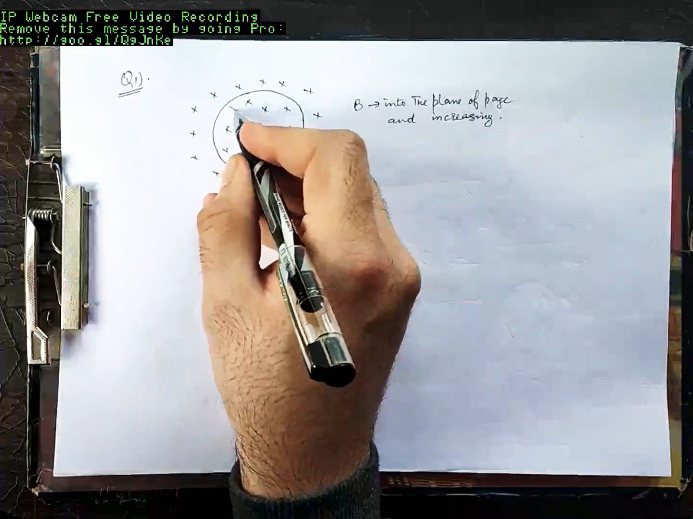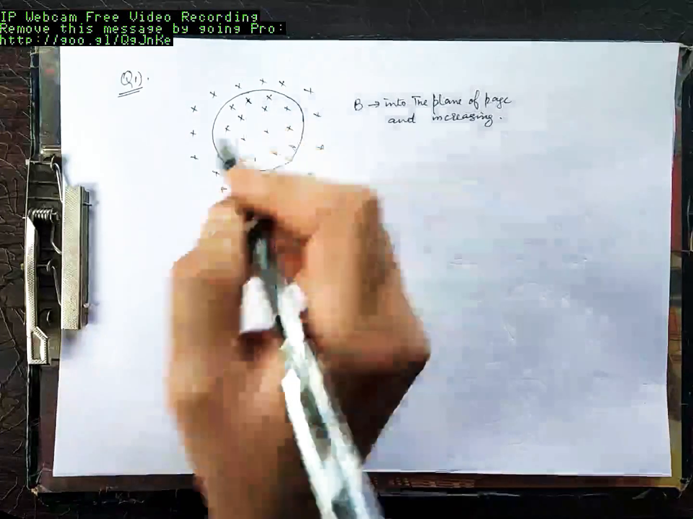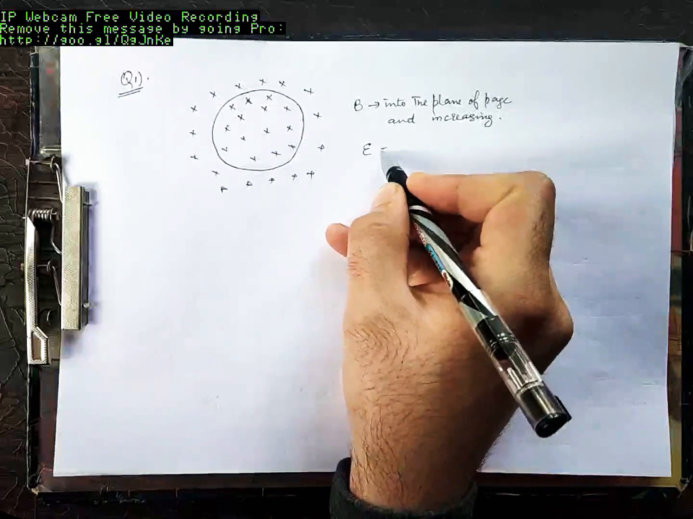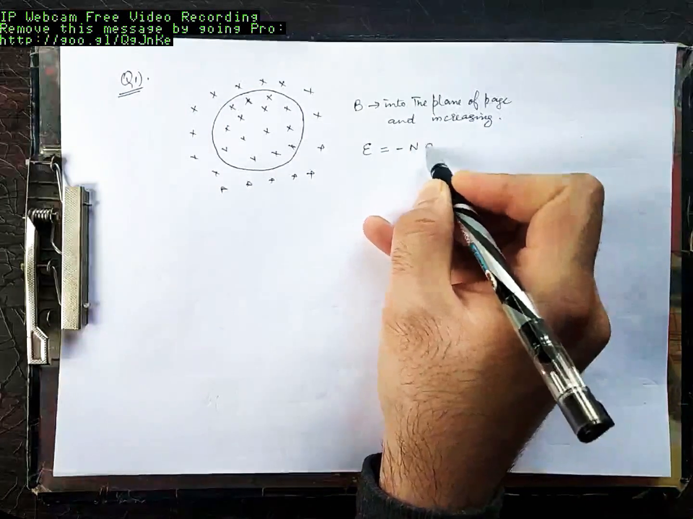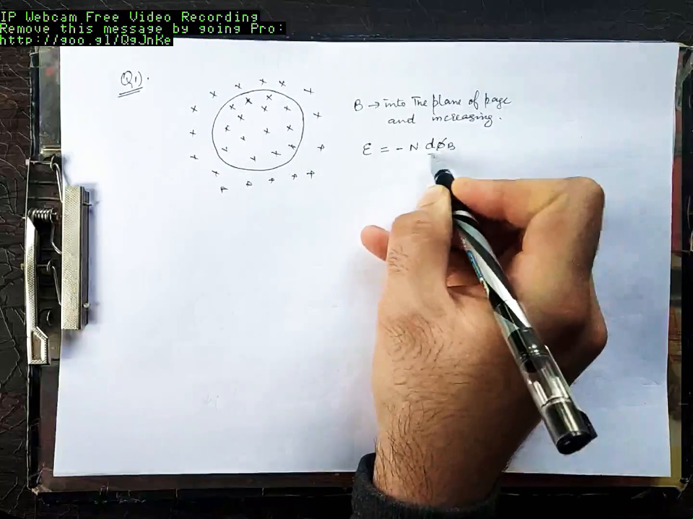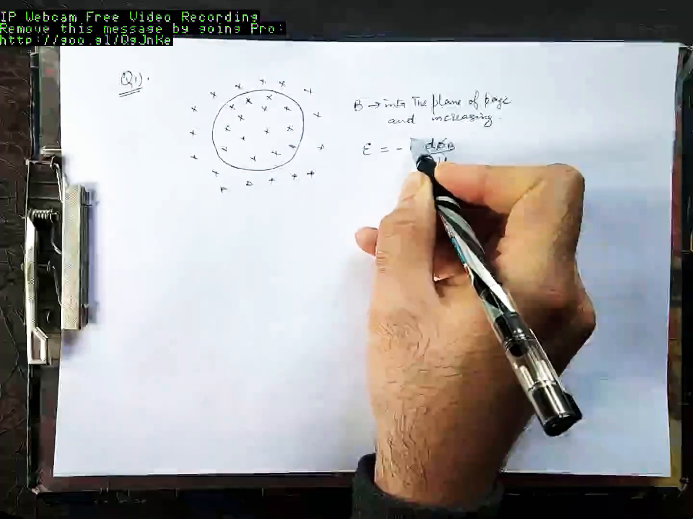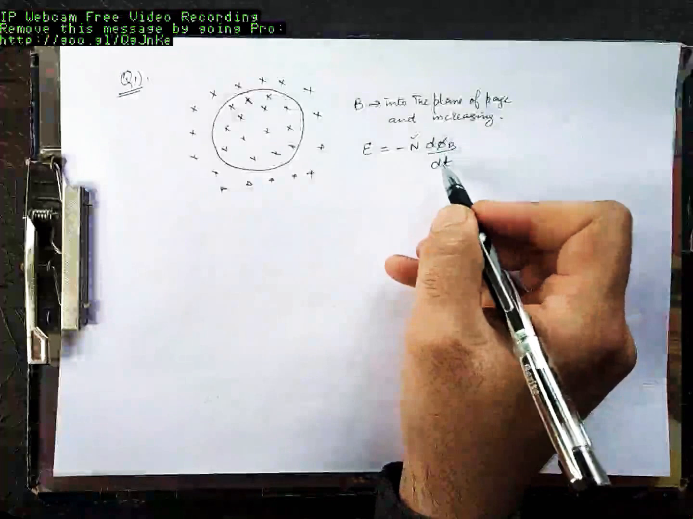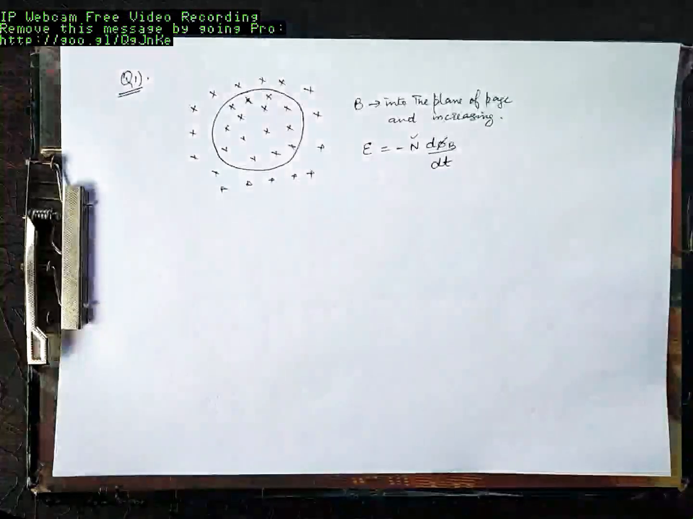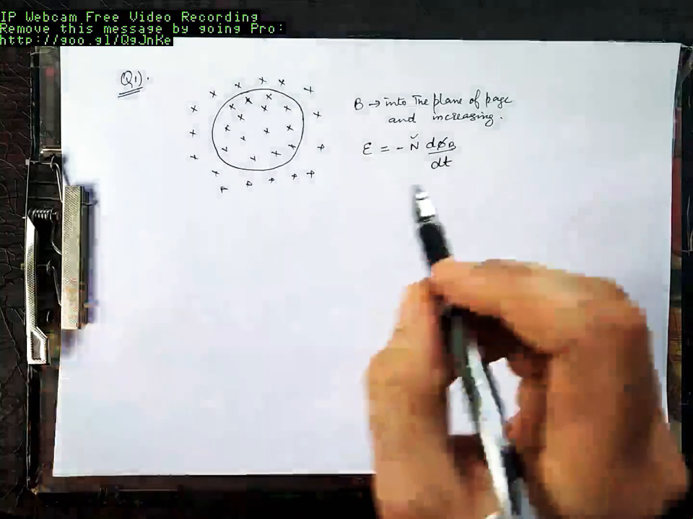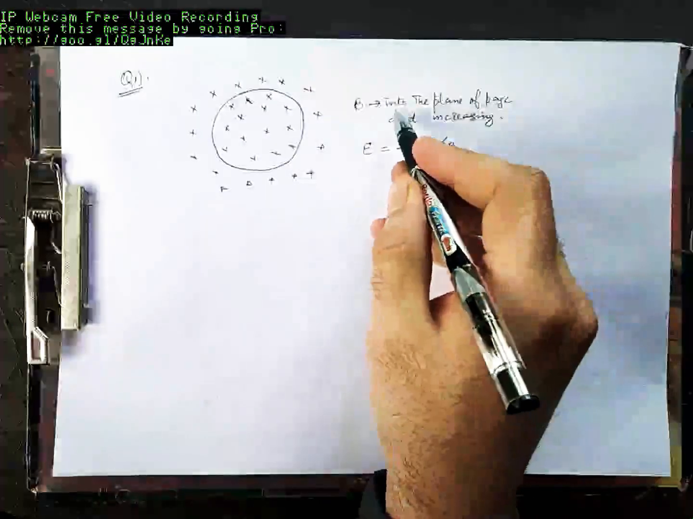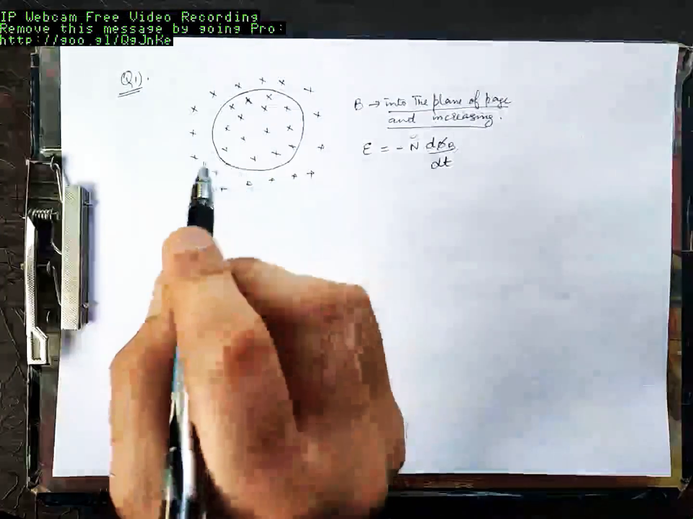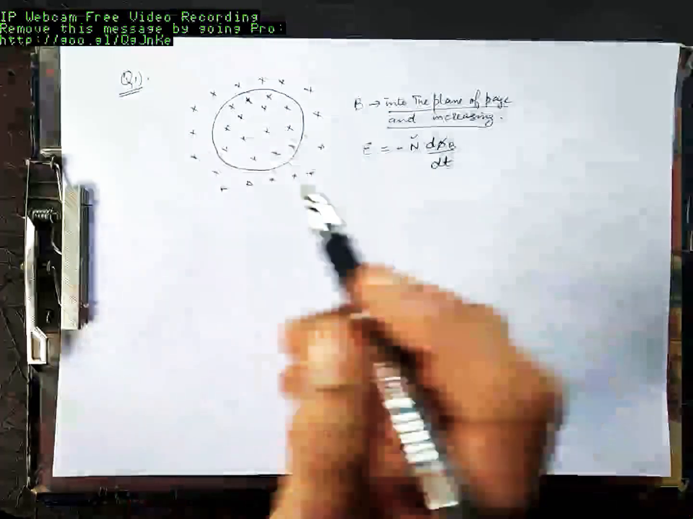First question is, will there be an induced EMF or not? We already know the induced EMF is equal to minus N times d phi B divided by dt. Here the number of turns N is 1. What about d phi by dt? Is flux changing or is flux the same? Since the magnetic field flux density B is increasing, the flux is obviously increasing.